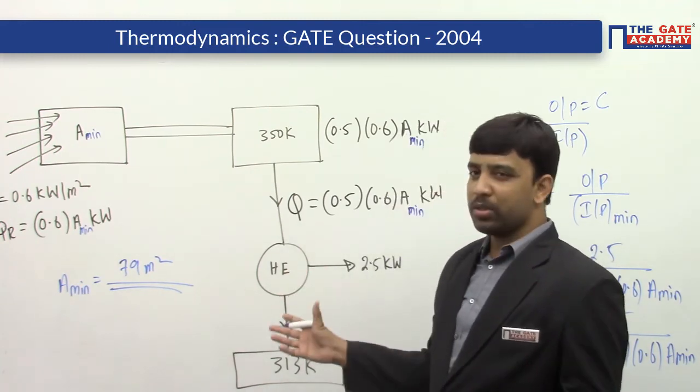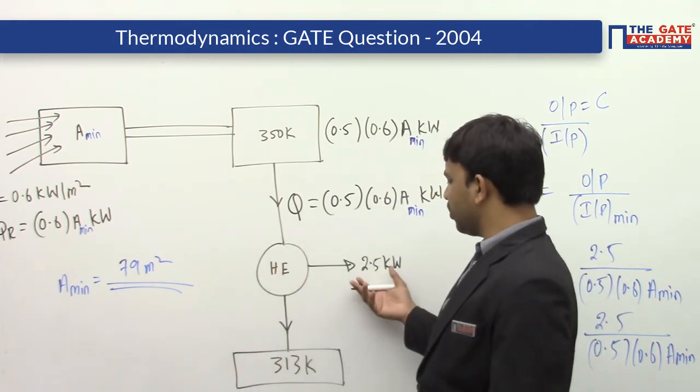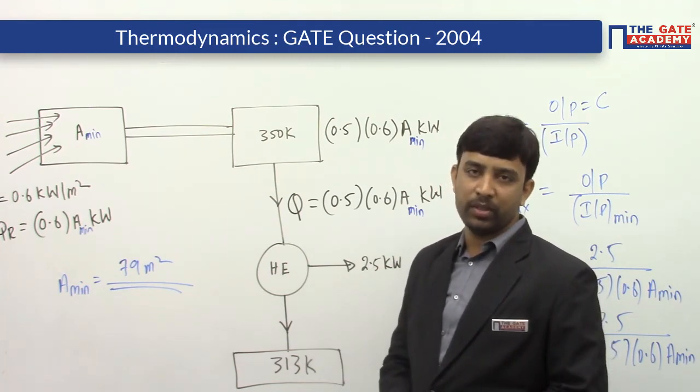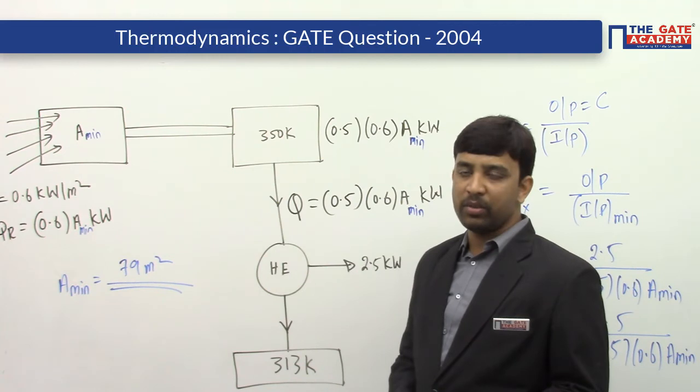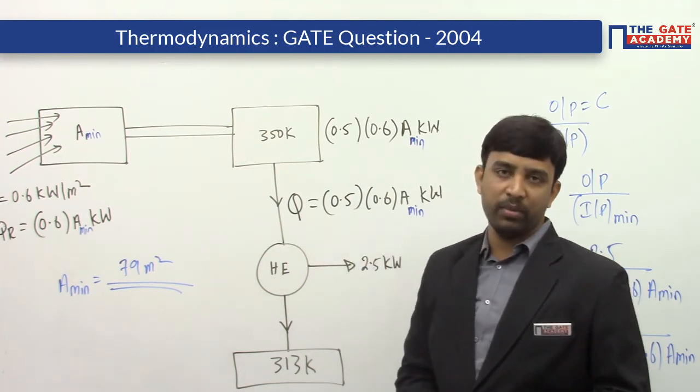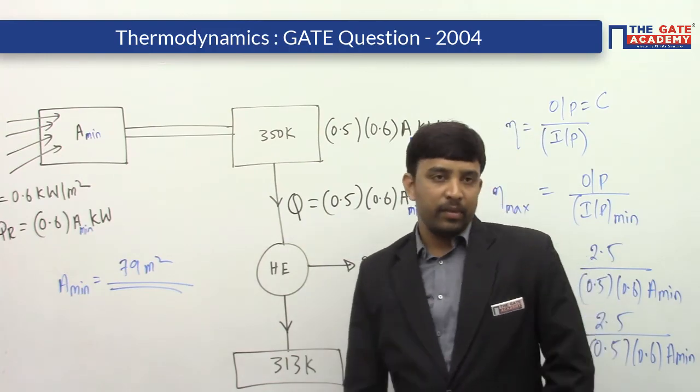If you take a bigger area, you can still get 2.5 kilowatt of work, but the engine may not have the maximum possible efficiency. Only if the engine has maximum possible efficiency will the input be the minimum input. Thank you.